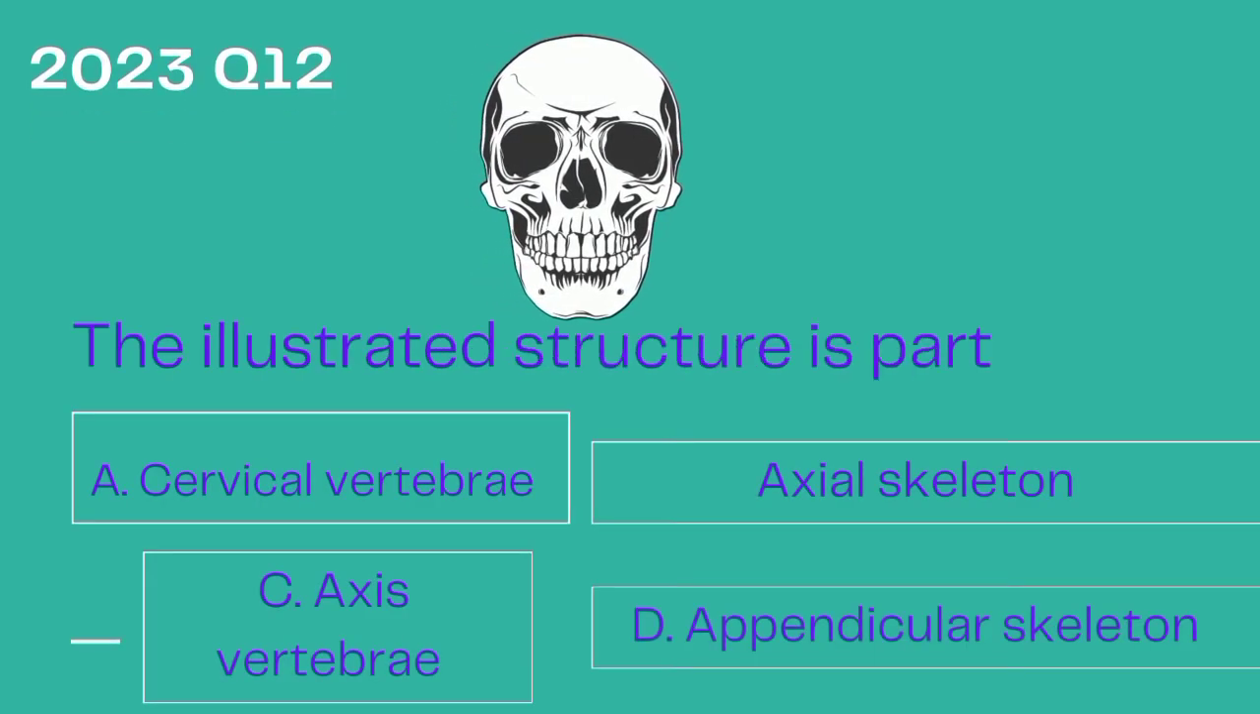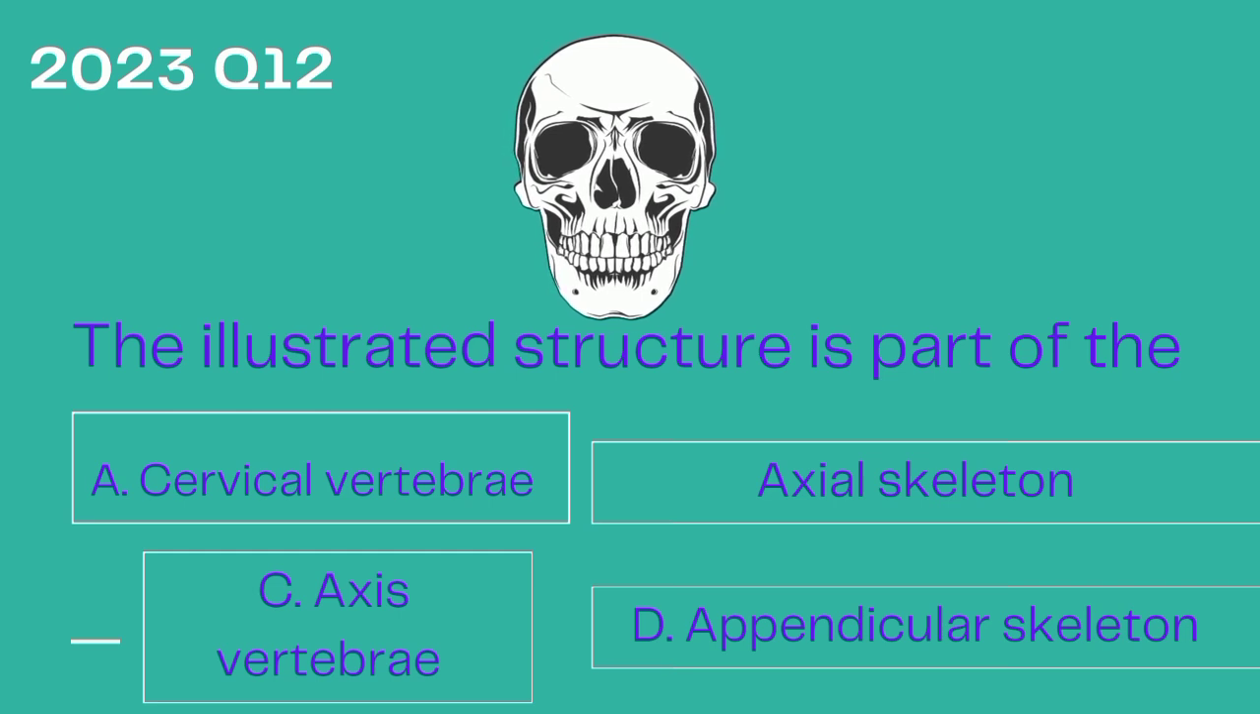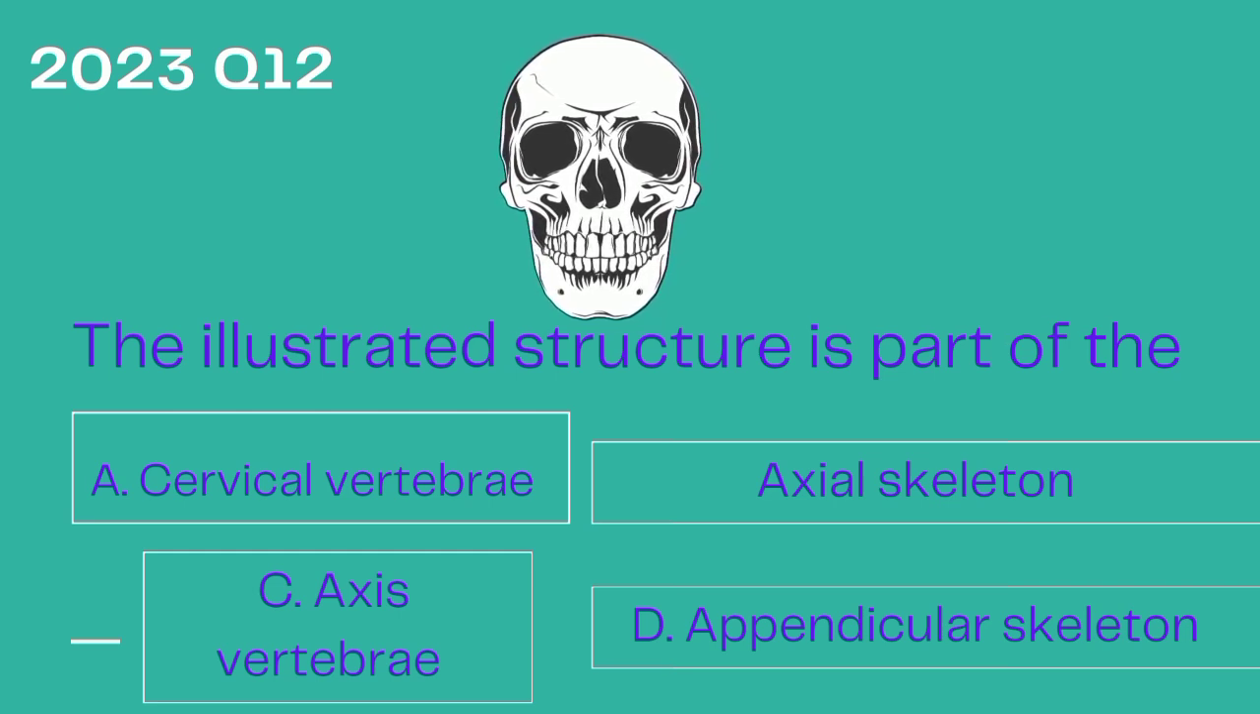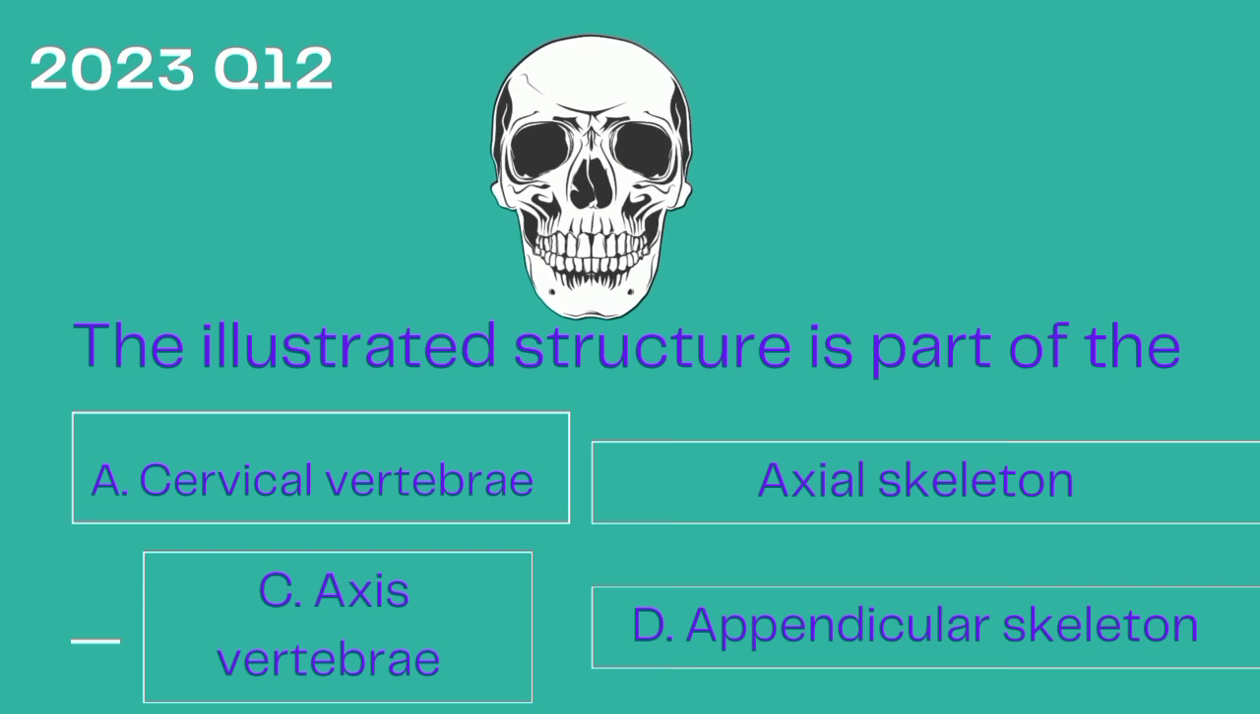Lastly is question 12 from 2023. The diagram below is an illustration of a structure in the skeletal system of human. Study it and answer question 12 and 13. Question 12. The illustrated structure is a part of the A. Cervical vertebra, B. Axial skeleton, C. Axis vertebra, and D. Appendicular skeleton.